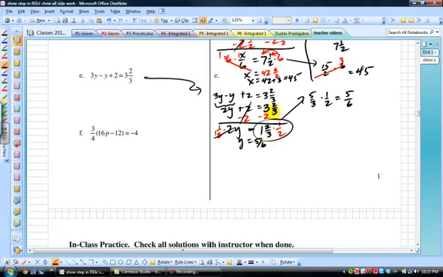Okay, let me check that. Subtract 2, 1 2/3, divide by 2. 1 2/3 is 5/3 times a half, 5/6. Sounds good to me. Okay. All right, the last one.